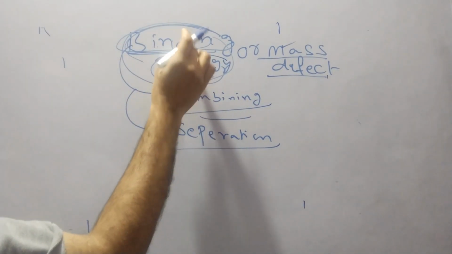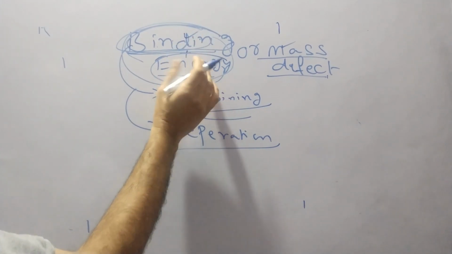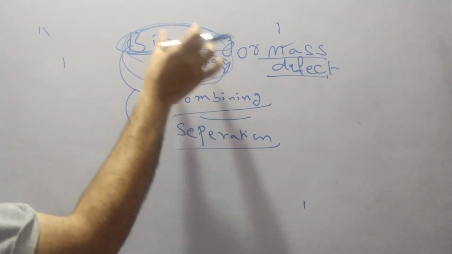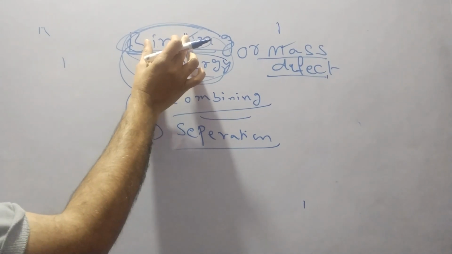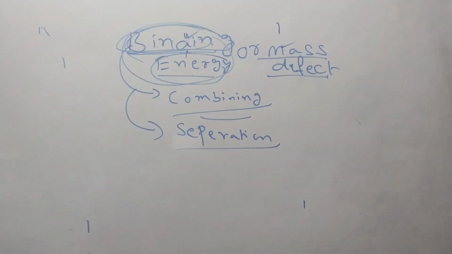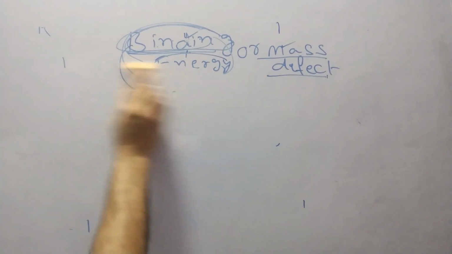Here two terms are there. One is binding, second is energy. It means this energy we have to supply to separate, not combine. So that's why it is called a negative statement. Right? What is a negative statement, we'll discuss here.